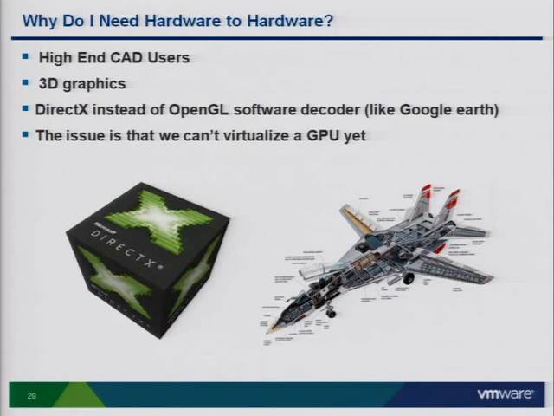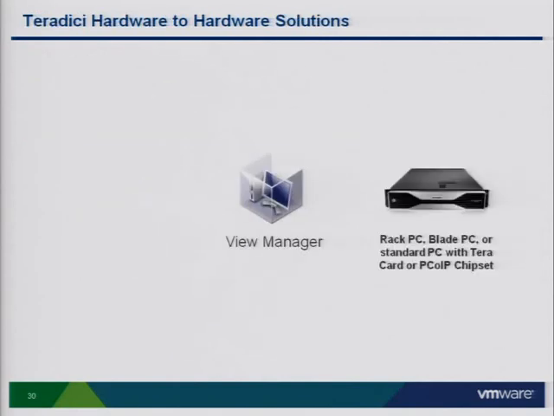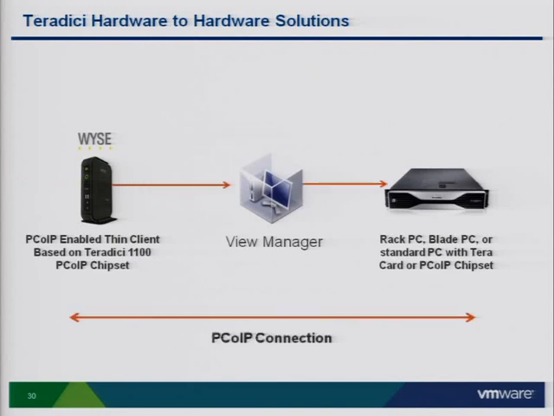As we mentioned before, performance is better if I do hardware to hardware. The way this would go is you'd have a rack PC, a blade PC, or something with a Teradici chipset already baked onto it, or you'd install a Tera card in there. Again, my great animation skills at work there. Use a PC over IP enabled thin client. We can broker the connection back to that back room, and then you've got a PC over IP connection with full hardware support, really nice 3D rendering. So, just the same as being there.